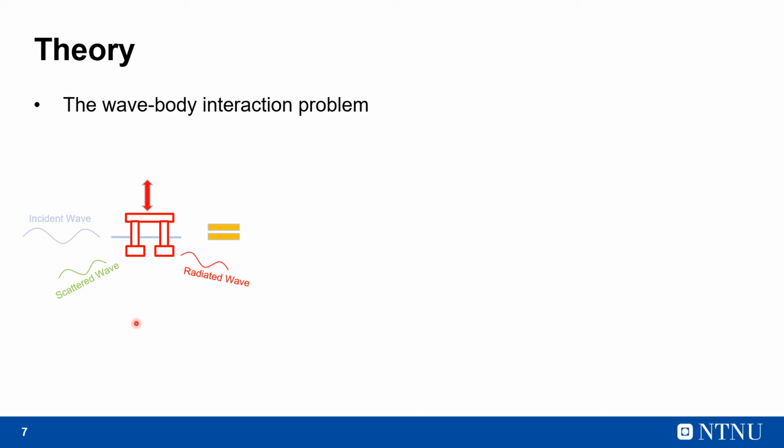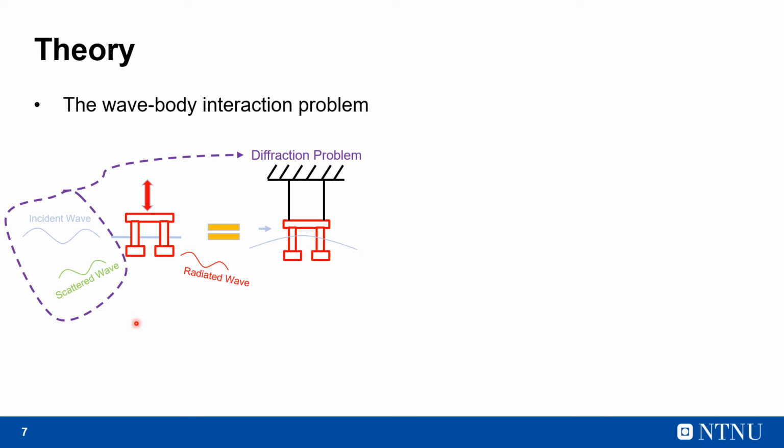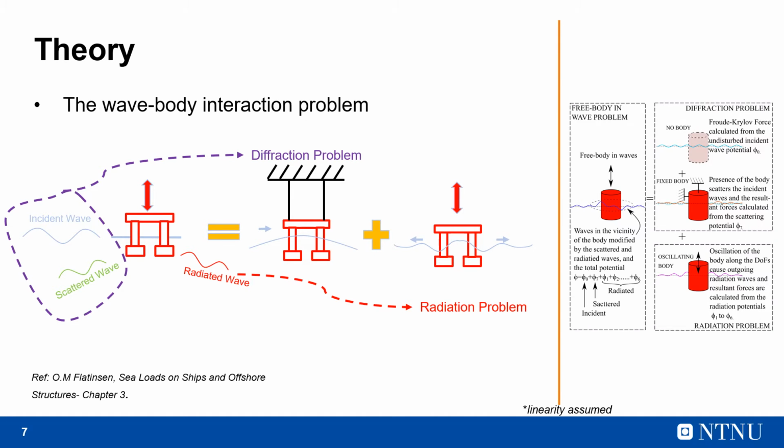Assuming linearity, we can split this problem into two subproblems. The first problem is called the diffraction problem, where we consider the body to be fixed at its equilibrium position, and then we consider the effect of the incident and the resultant scattered waves. In the second part of the problem, we consider that the body is forced to undergo oscillations about its equilibrium position, and as a result we have outgoing waves, the radiation waves that go away from the body. This wave-body interaction problem is dealt with in a bit more detail in the paper.